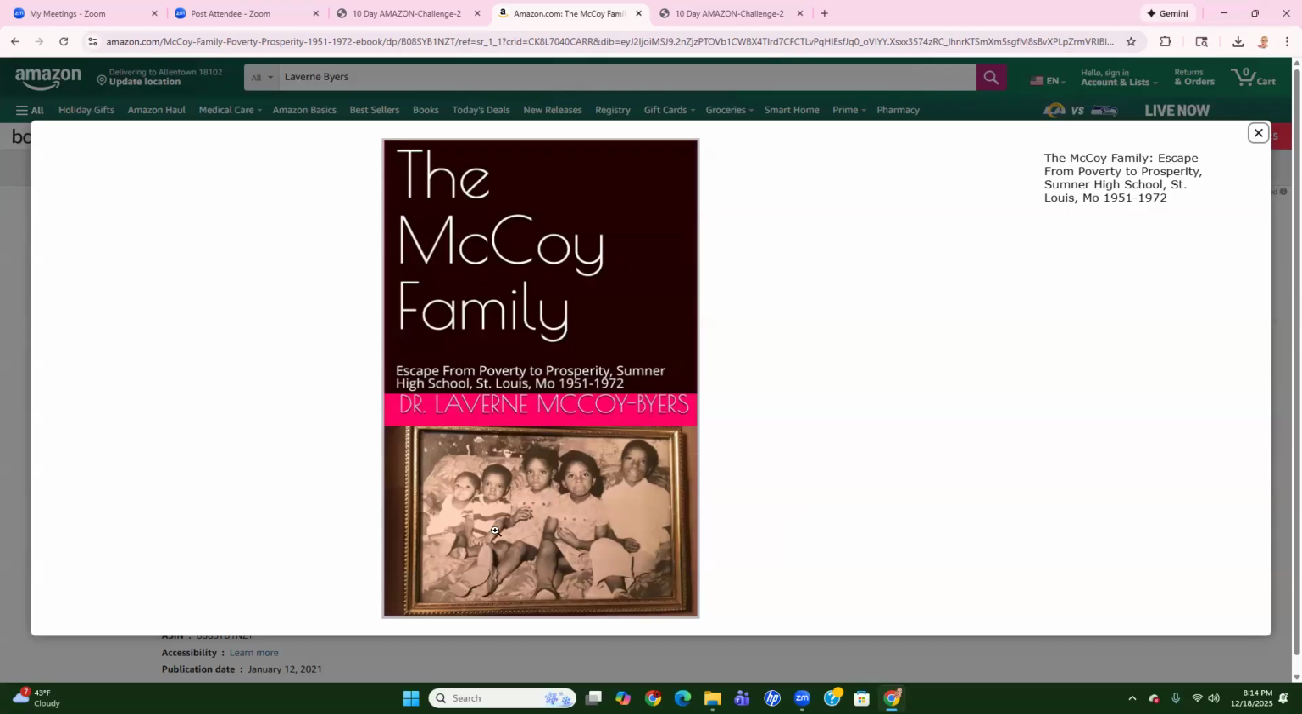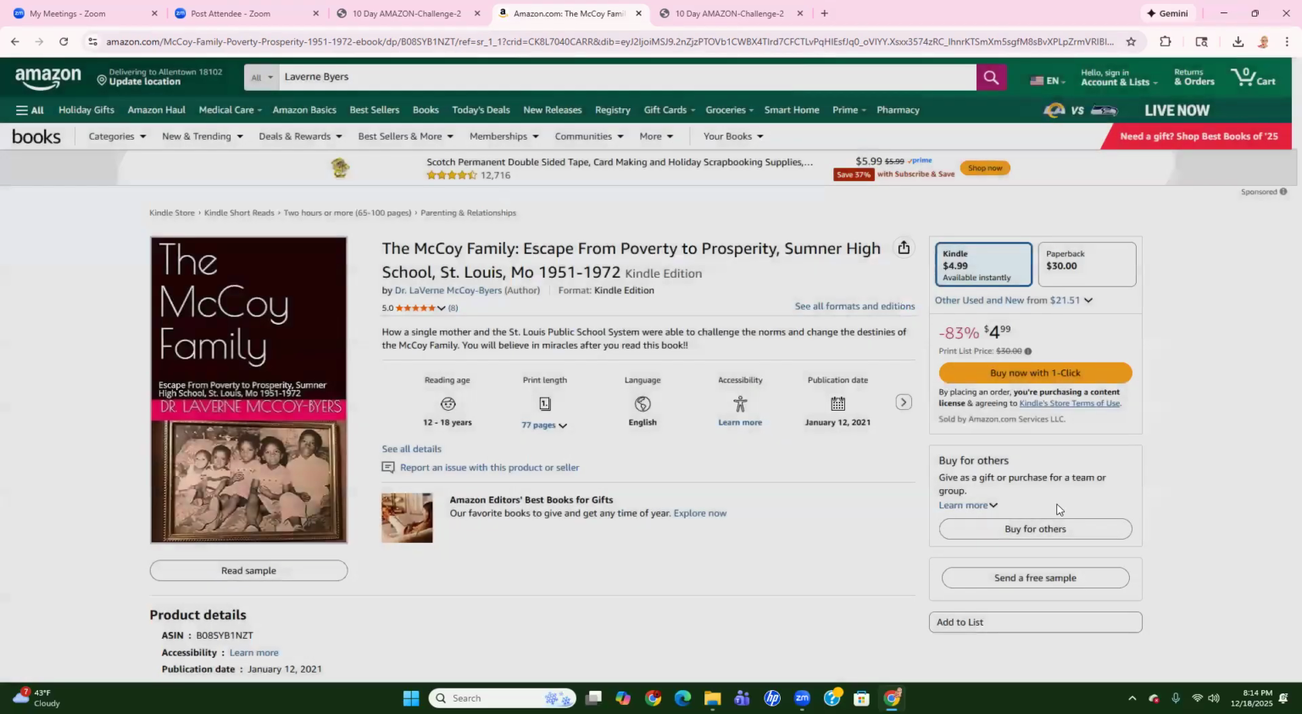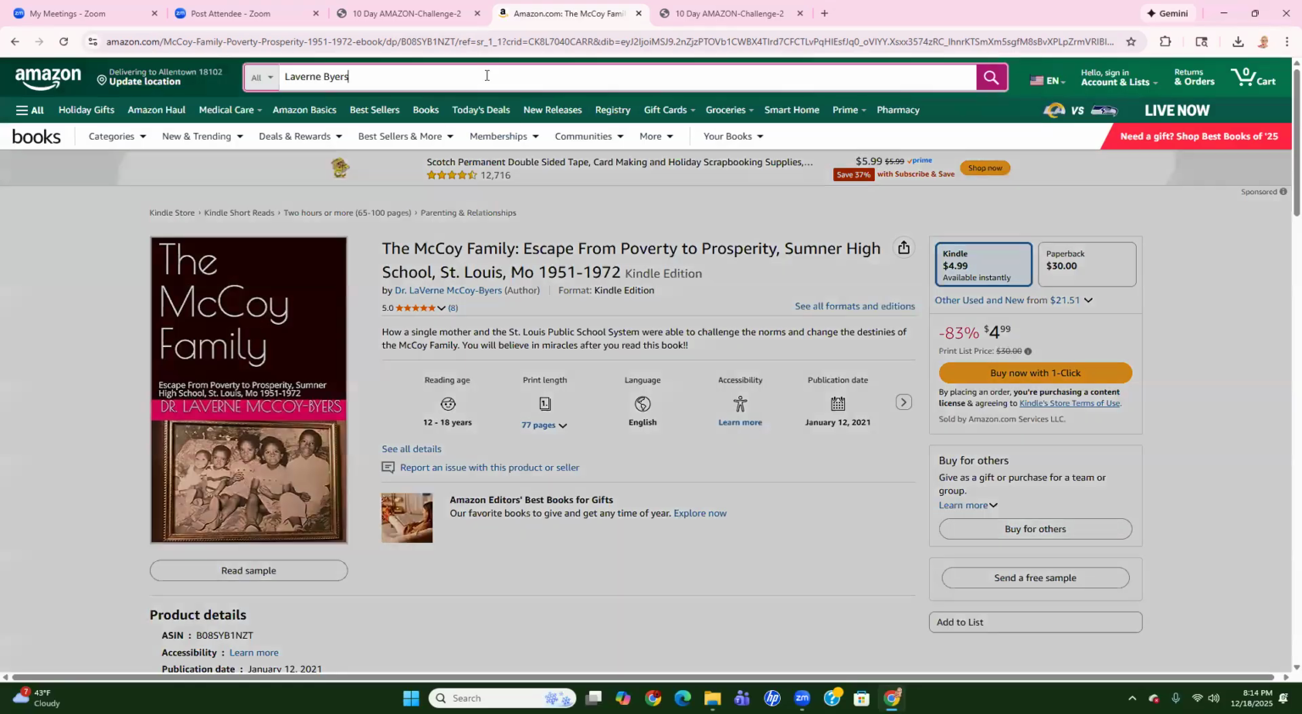But this is what my clients do. They take elements of their life and they put it on the cover so that nobody can duplicate this cover. Like, nobody should have her family portrait on the cover of their book. Okay. That's what sets her apart from everybody else.